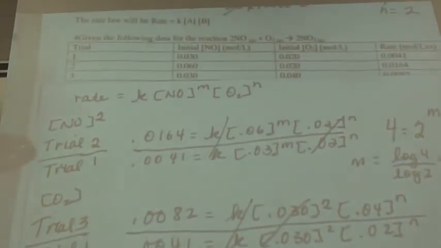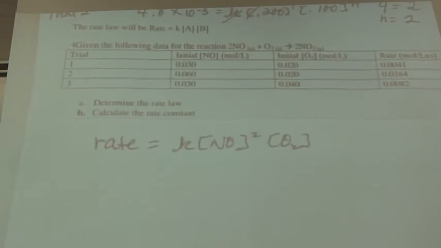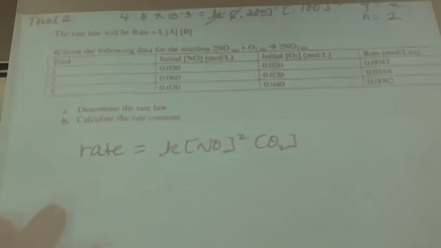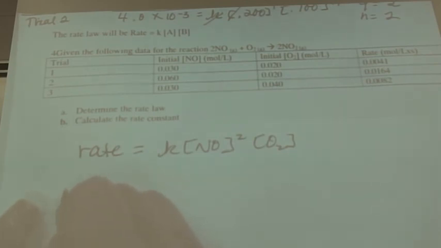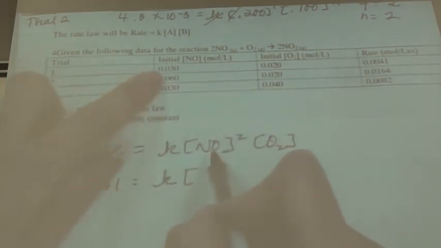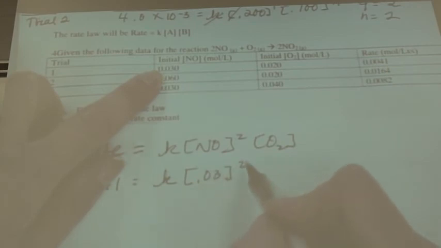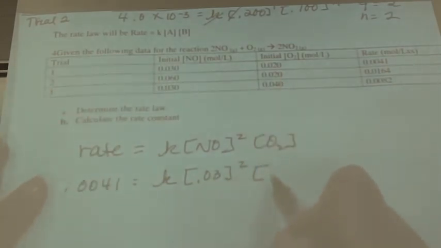Everybody agree with me so far? All right, now they ask you to calculate the rate constant. You can do that now that you know what the rate law is, because you can use experimental data and just solve for K. Doesn't matter which experiment you use. I'm going to choose trial 1. The rate for trial 1 is 0.0041. K is what we're trying to determine. The concentration for NO in trial 1 is 0.03 squared, and O2 is 0.02.